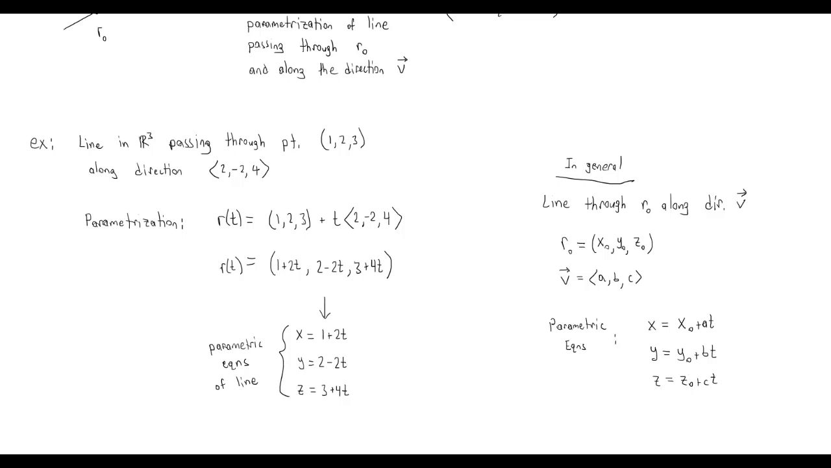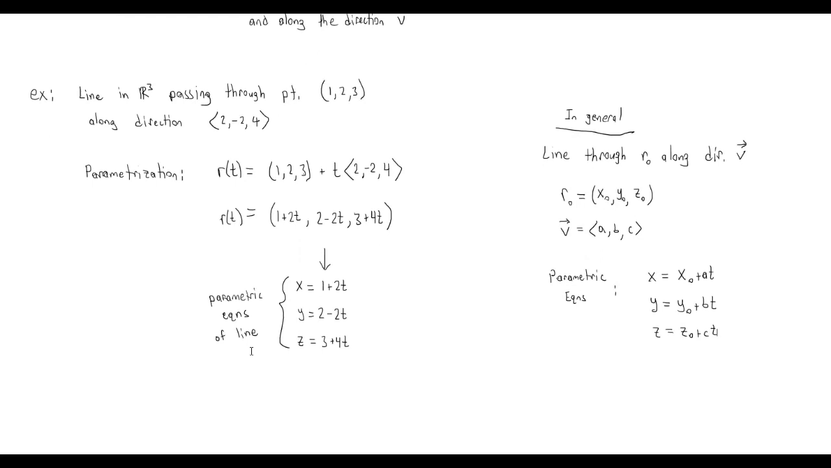Alright. So that's kind of two ways that we can describe a line using a parametrization. Or if you look at the components of the parametrization, you get the set of parametric equations to describe the line. Now there's a third way of describing a line in 3 dimensions, which I personally don't think is too important, but we will mention it.